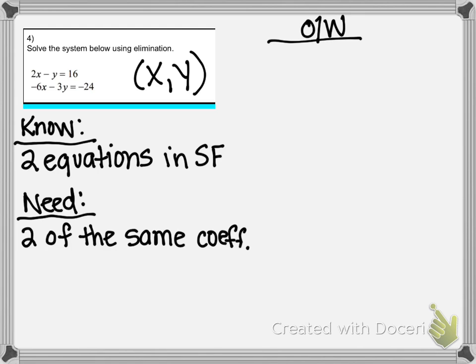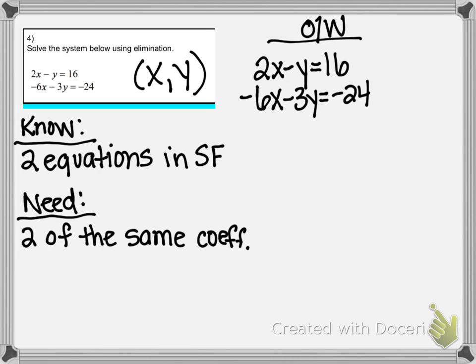If I'm looking, I've got 2x minus y equals 16. And I got negative 6x minus 3y equals negative 24. So honestly, either way would be just as easy. Really just depends on what you want to do. I'm going to go ahead and eliminate my x's first. So I have 2 and 6. I can easily turn my 2 into a 6 by multiplying by 3. Now that is negative, but I'm just going to go ahead and multiply by 3.